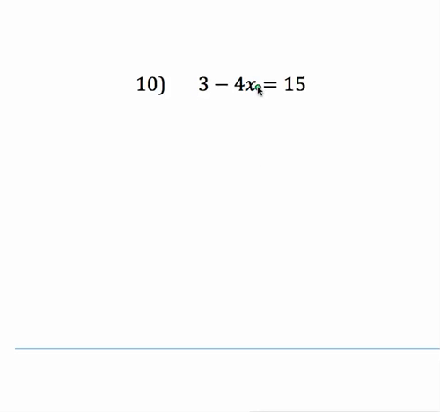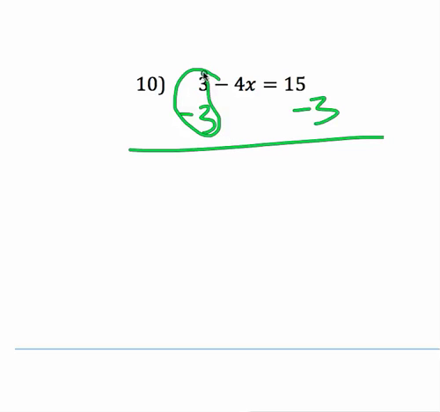Last one, x is being multiplied by negative 4 and added by 3. To get rid of this positive 3, I'm going to subtract 3 from both sides because 3 and negative 3 make 0. On the left side I end up with negative 4x, and on the right side 15 minus 3 is 12. Now I'm going to divide both sides by 4.